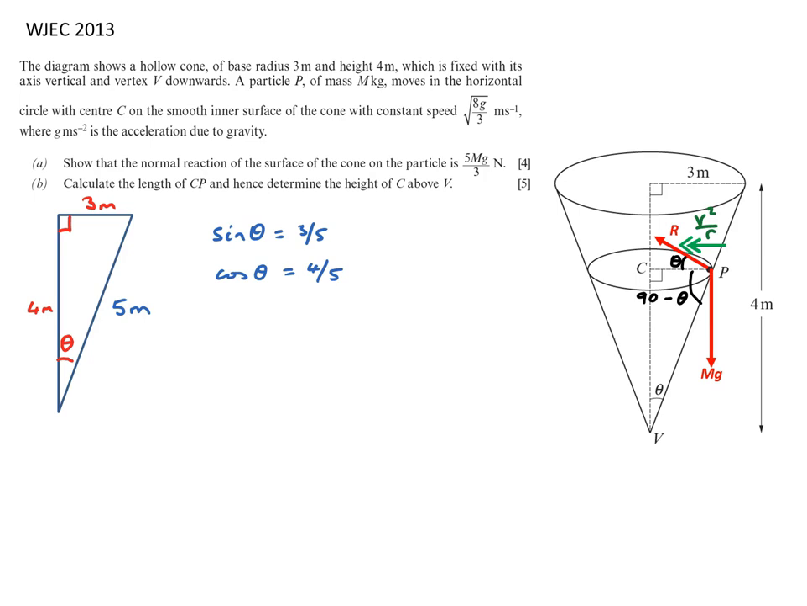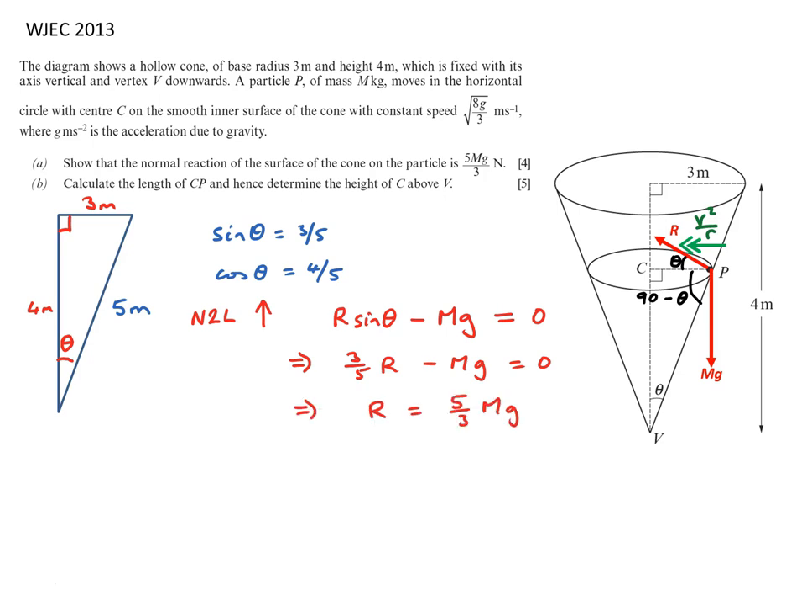So we can now resolve vertically and apply Newton's second law vertically. We've got the vertical part of R, which is R sine theta, minus mg must equal naught, because there is no acceleration vertically. We know that sine theta is 3/5, so we've got 3/5 R minus mg equals naught, so R must equal 5/3 mg, which is the first part of the question done.